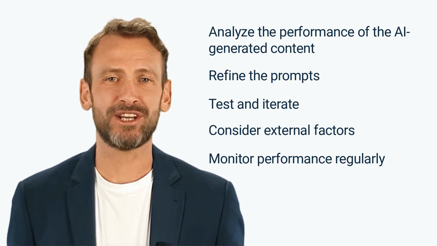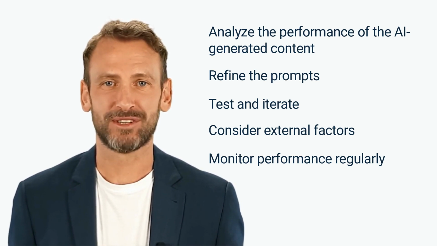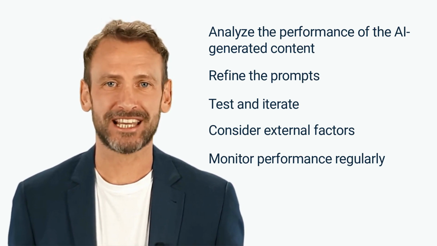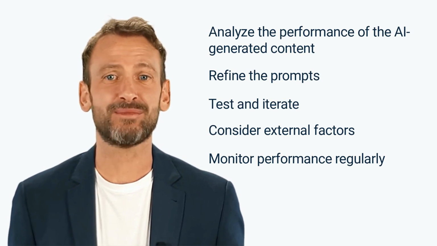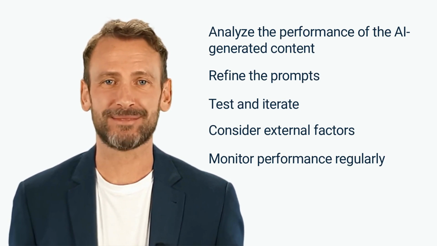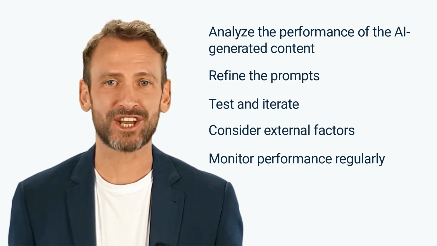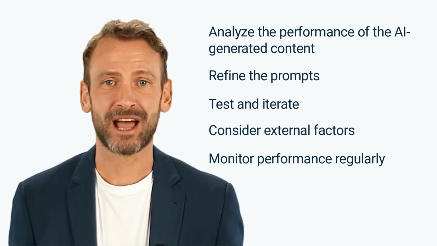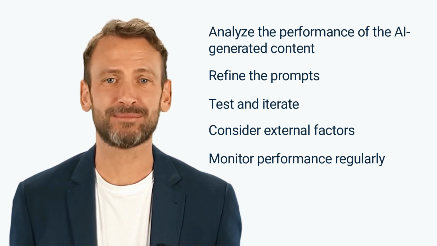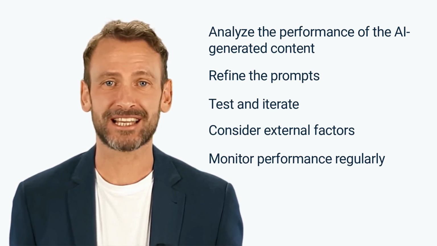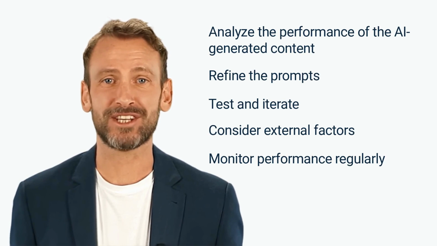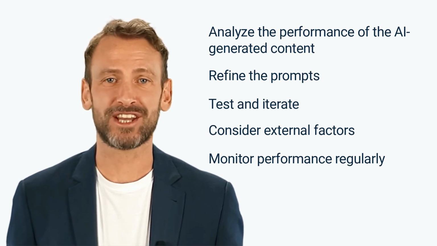Monitor performance regularly. Regularly monitor the performance of the AI-generated content and adjust prompts as necessary to maintain or improve performance. By optimizing prompts, marketers can ensure that the AI-generated content is effective and aligned with the marketing goals. Optimization is an ongoing process, and regular monitoring and refinement are necessary to achieve the best results.